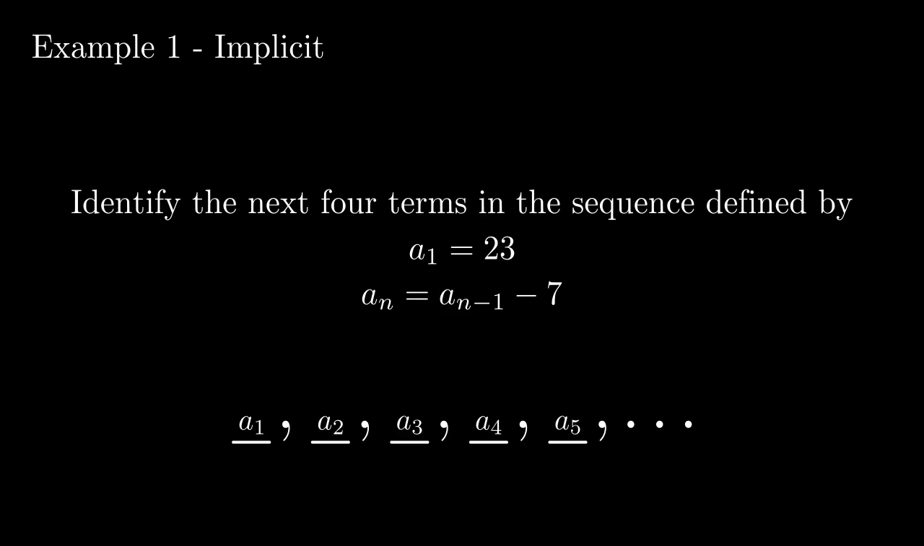This allows us to insert 23 as a sub 1. Reading the second line in the sequence definition now, we see that there is a common difference of negative 7. What this means to us is that each new term is going to look at the previous term and subtract 7 from it. Once we establish this pattern, it becomes a simple calculation to identify the next 4 terms.